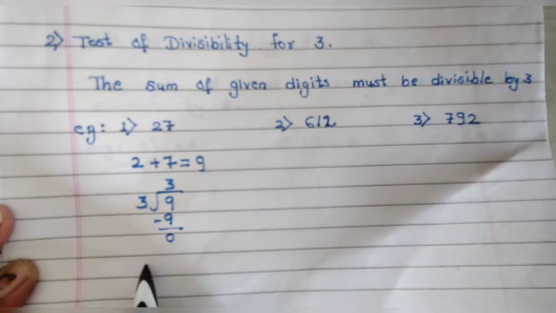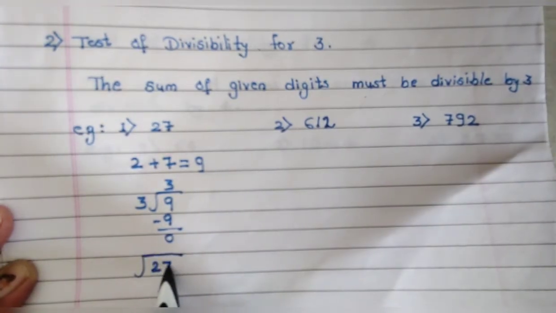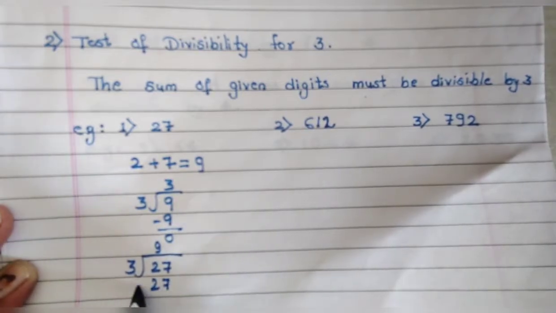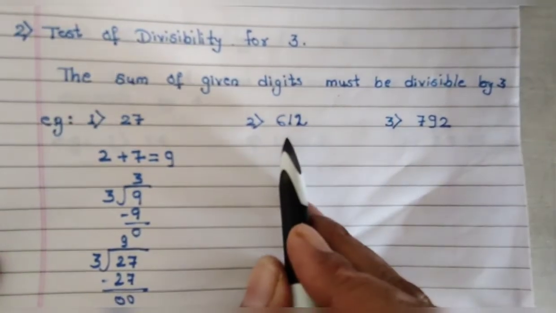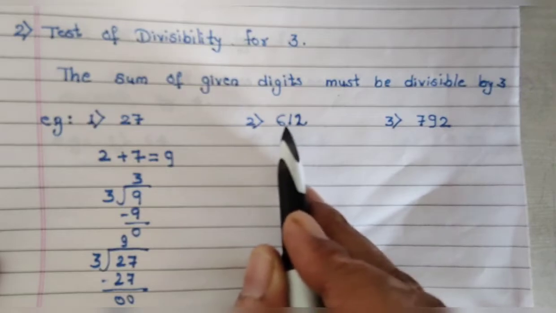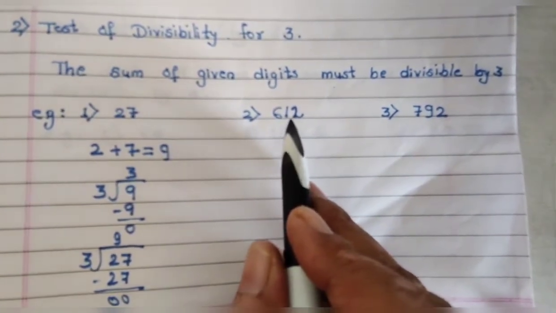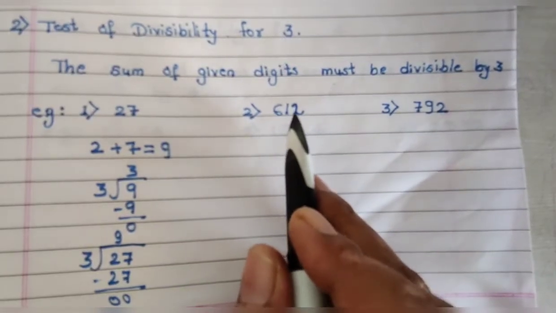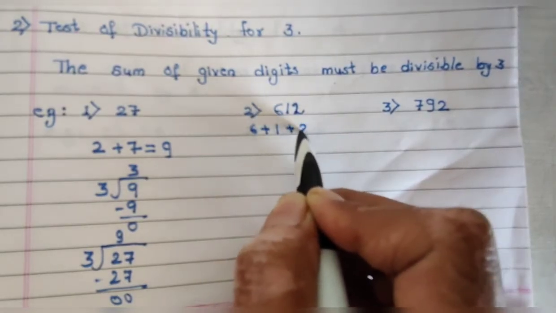Now let us check for 27. 3 9s are 27. Now it is very easy for a 2 digit number. Okay, let us see for a 3 digit number. You can see 612, whether this is divisible or not. We don't know whether we are going to get the remainder 0 or not, whether the division will get completed or not. For that, you have to add the given digits.